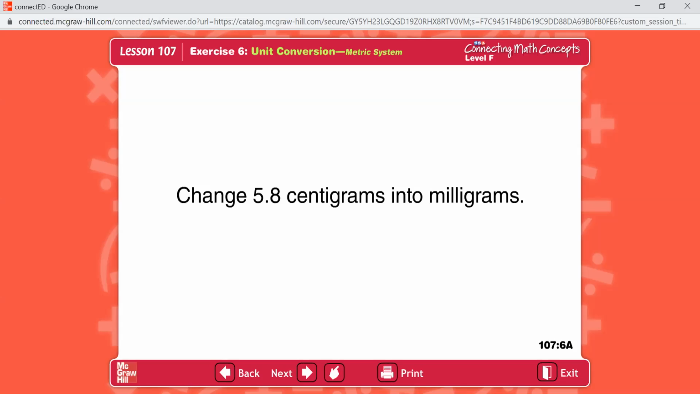There are more milligrams than centigrams. 10 milligrams for every 1 centigram. So if you end up with milligrams, you're going to multiply. You're going to multiply by 10. Write the answer and the unit name in part A. The answer is 58 milligrams.